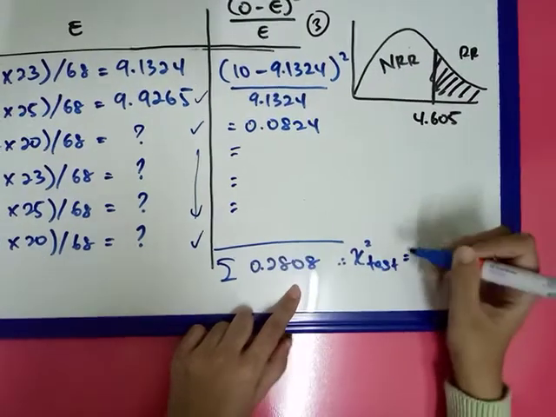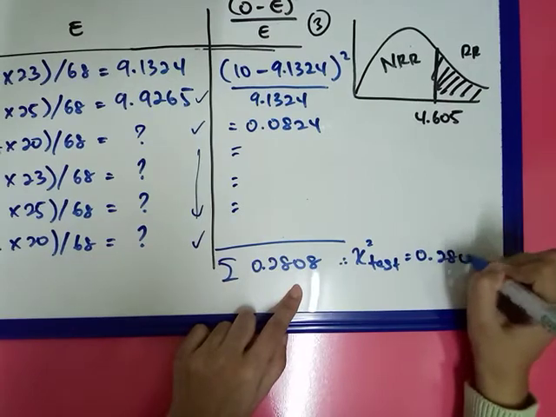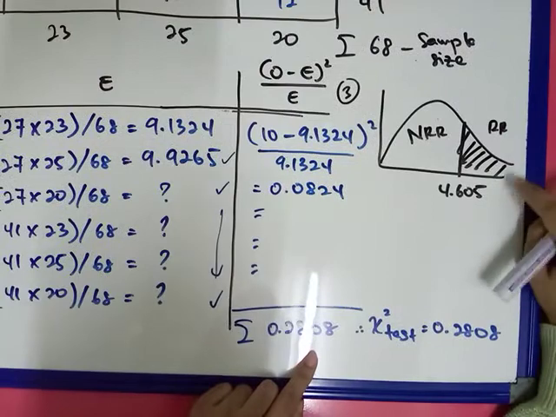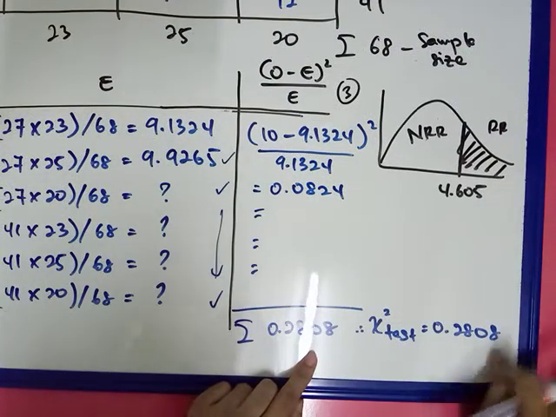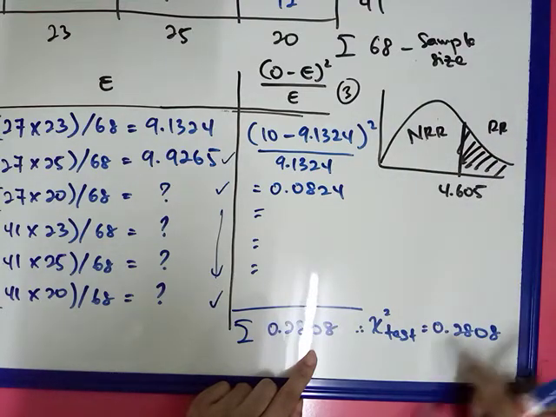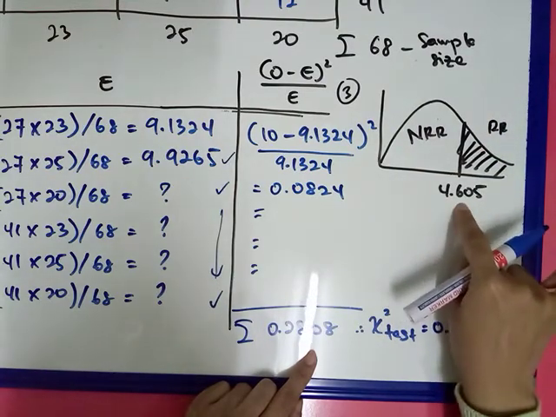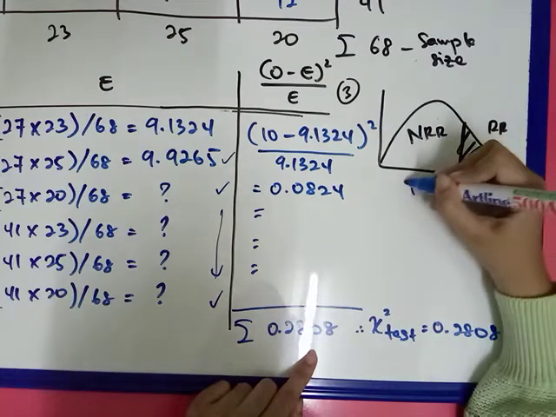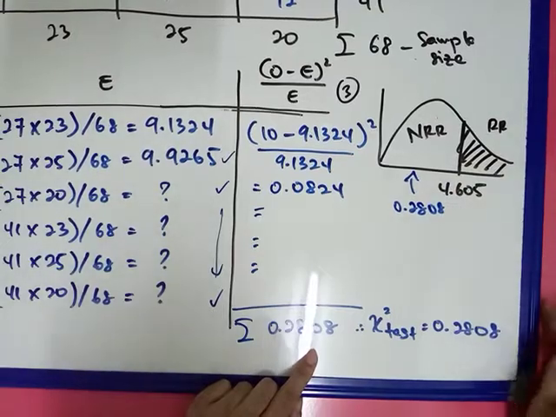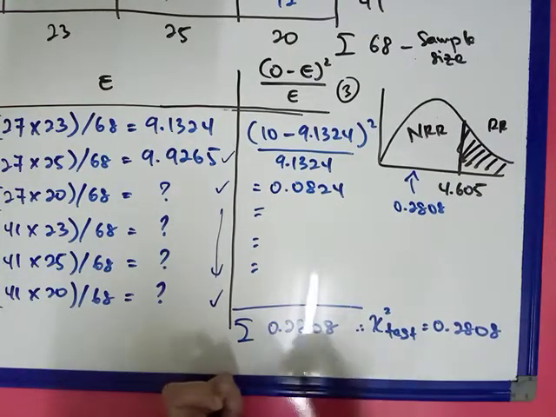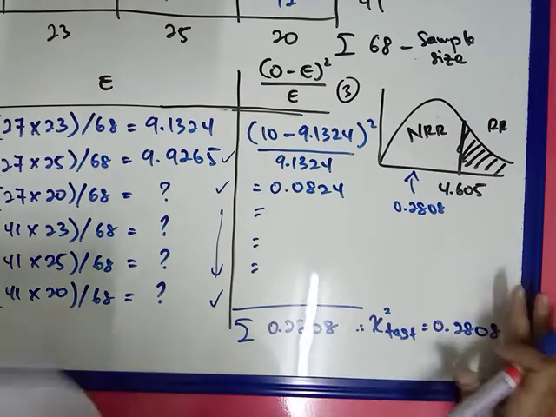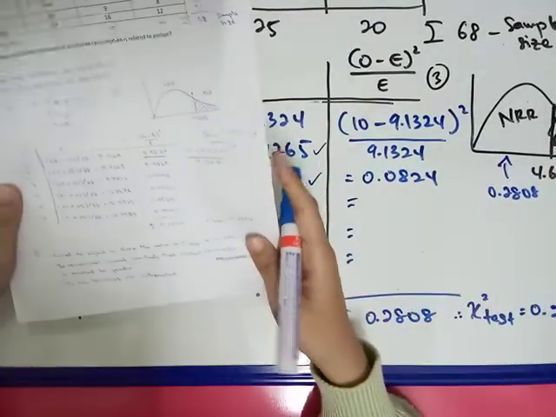Chi-square test, it is equal 0.2808. Okay, and then refer pada graph. 0.2808, it is in RR position or NRR position. Okay, 0.28, it is less than 4.6, right? So, it is in NRR position. Okay, then you have to make the decision. Okay, conclusion is for step 5.